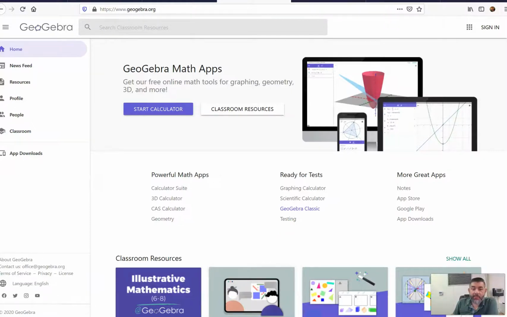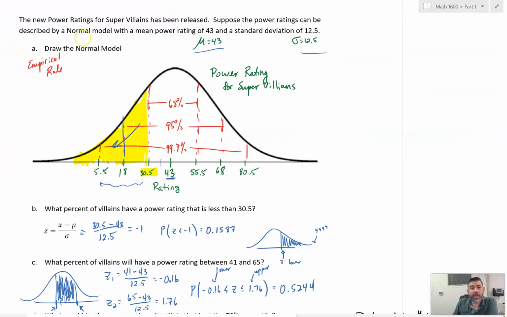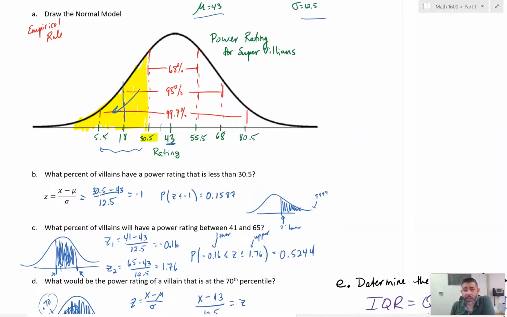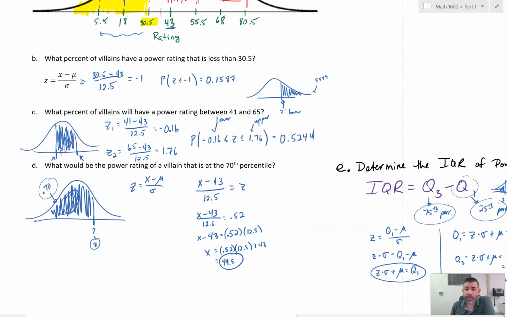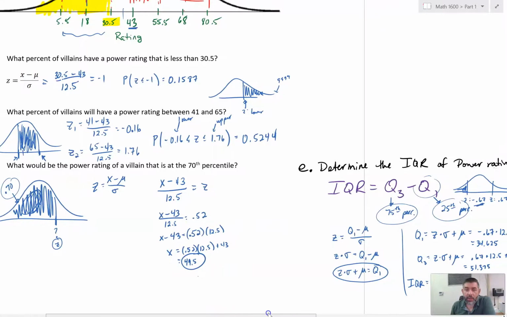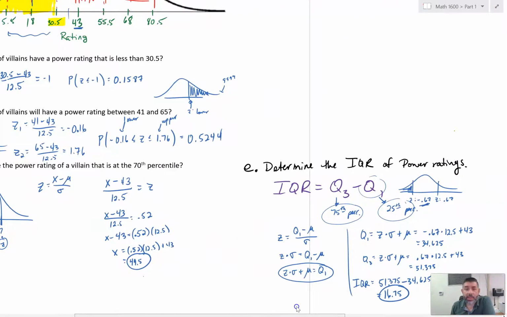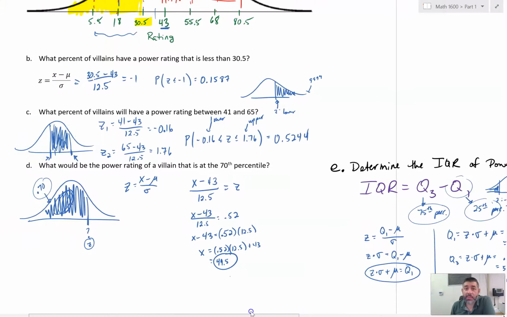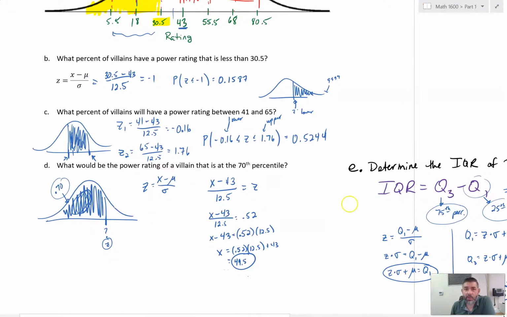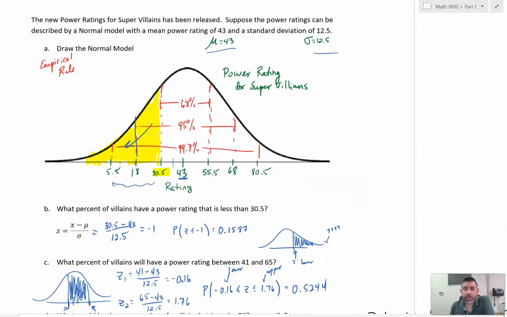What I'm going to do here is I have some previous problems that I've done in the past. I've got these superhero ratings of supervillains, all right? If you want, you can pause the video now and take a look at what I've done here. This is the work that I've done for these particular problems. I'll scroll over here so you can take a look at that. You can rewind and pause any of this to take a look at my work. I'm not going to spend any time on the work today. I'm just going to show you how to solve these problems using GeoGebra. So let's take a look at GeoGebra.